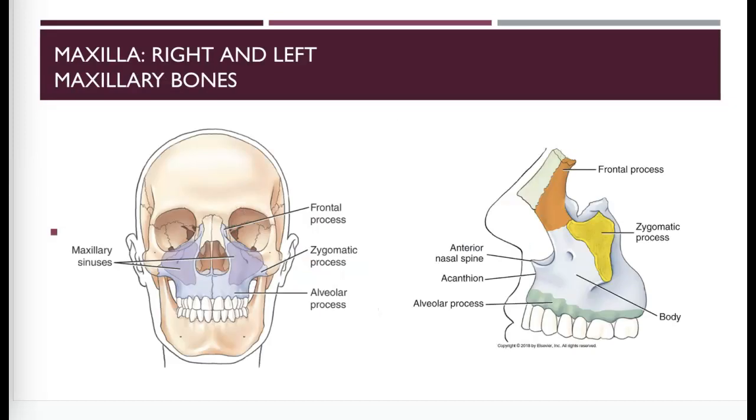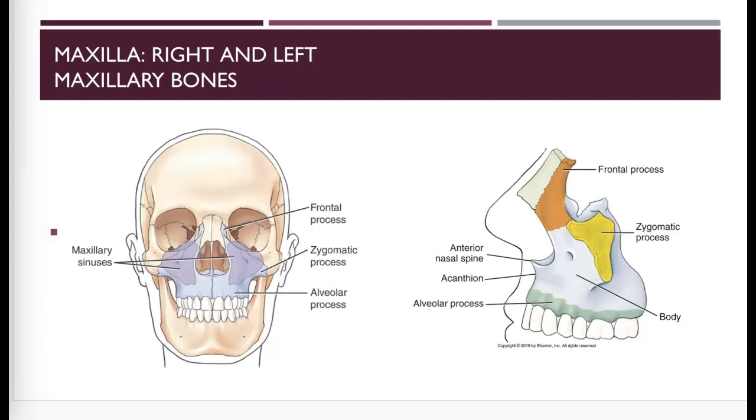Alright, to start we have the maxillary bones. These are the largest and movable bones of the face. Each maxilla assists in the formation of the 3 cavities of the face, the mouth, the nasal cavity, as well as 1 orbit. Each maxilla consists of a body and 4 processes that project from that body.